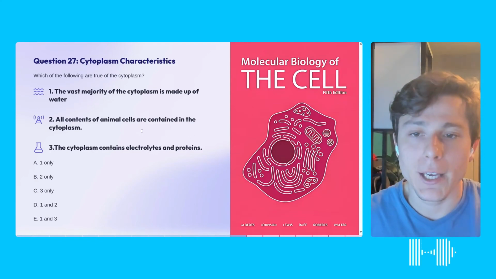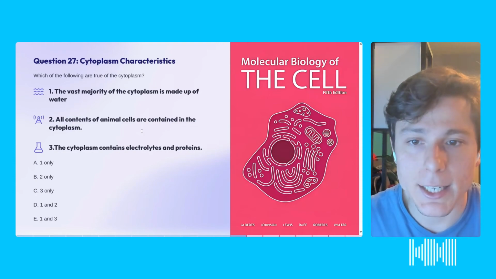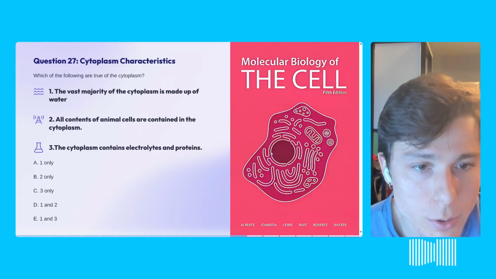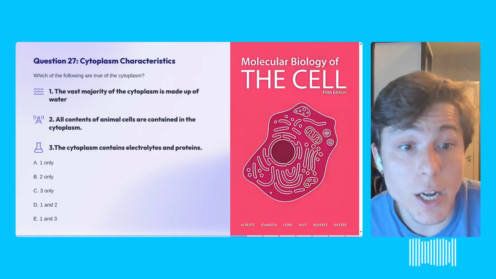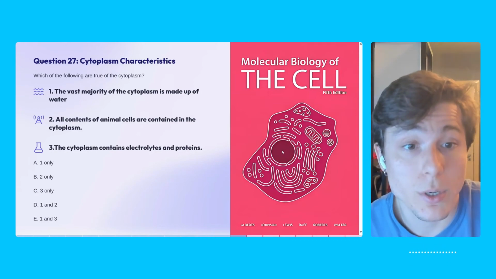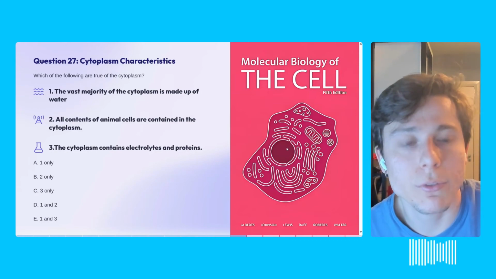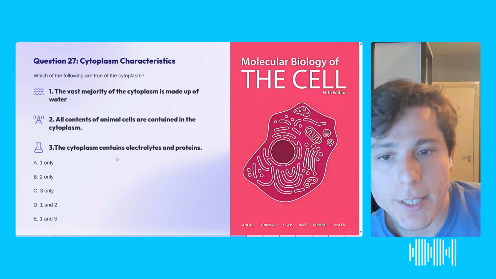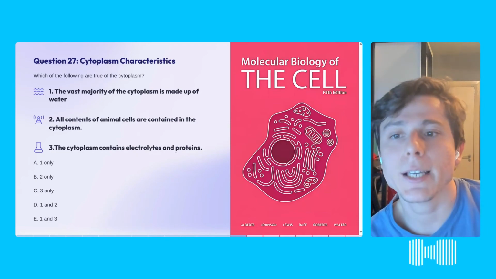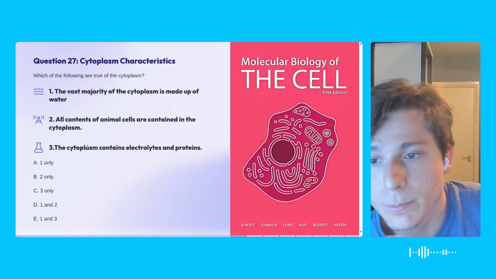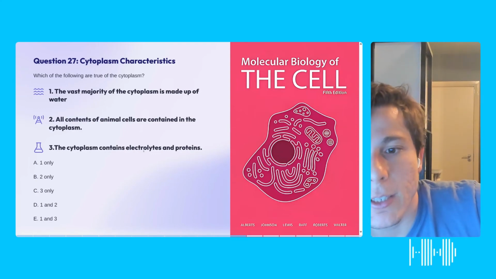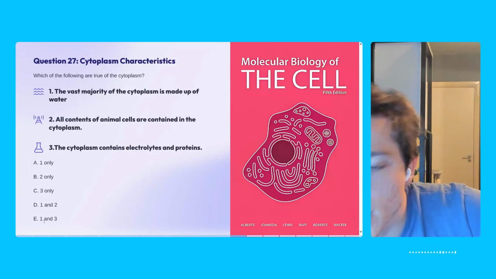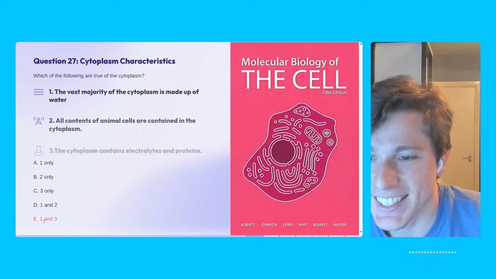Second statement: all content of animal cells is contained in the cytoplasm. So everything that an animal cell has is contained in the cytoplasm? No, we do have the nucleus. We have the DNA, for example. DNA is not in the cytoplasm. It's organized in the organelle we call the nucleus. So the second statement is incorrect. Third one: the cytoplasm contains electrolytes and proteins. Just like I mentioned, the other 20%, more or less, is basically organelles, electrolytes, and proteins. So, 1 and 3. What letter gives us this? Letter E once again.